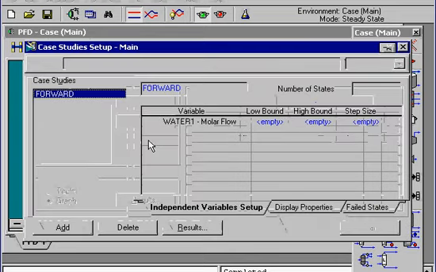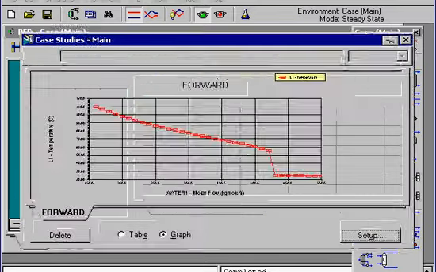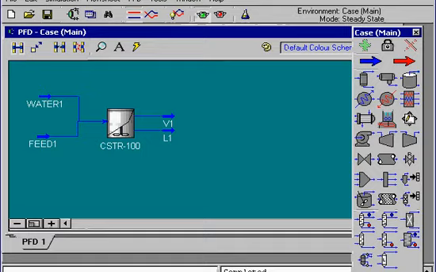The sensitivity analysis will be carried out from 160 to 500 kilogram moles per hour at intervals of 10 kilogram moles per hour. Note that this case study is named forward, since it holds the results of the sensitivity analysis with increasing water flow rates. The results of the sensitivity analysis indicate the jump in the operating temperature occurs at a water flow rate.